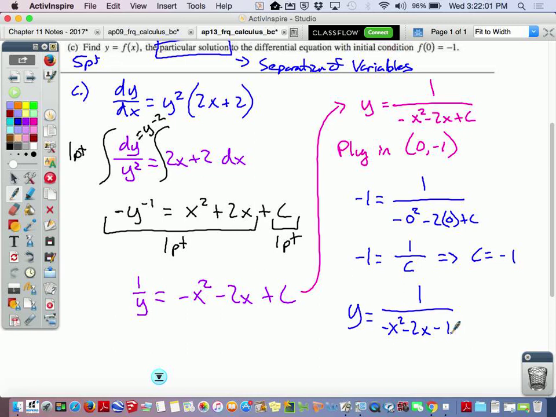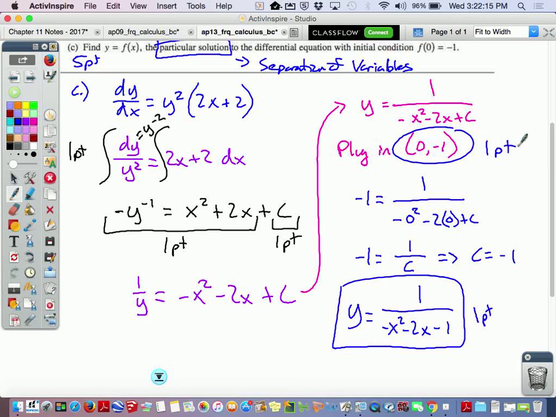And that is our final solution. So point-wise, our final solution of y equals is a point, and then plugging in 0, negative 1 to solve for c is also a point.